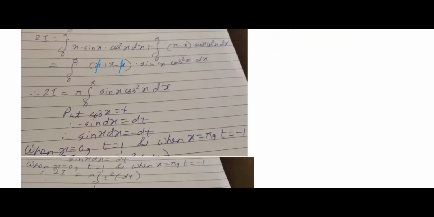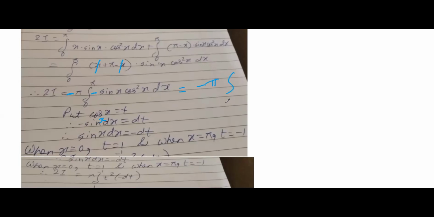The next step, what you did, you put cos x is equal to t. The derivative of cos x is minus sin x, so minus sin x dx is equal to dt. Here minus sine is not there, so you will put a minus sign here, here also you will put a minus sign, and then you will get minus pi.